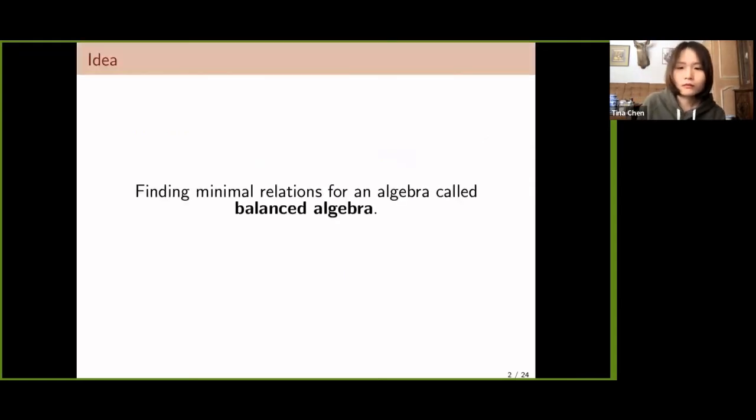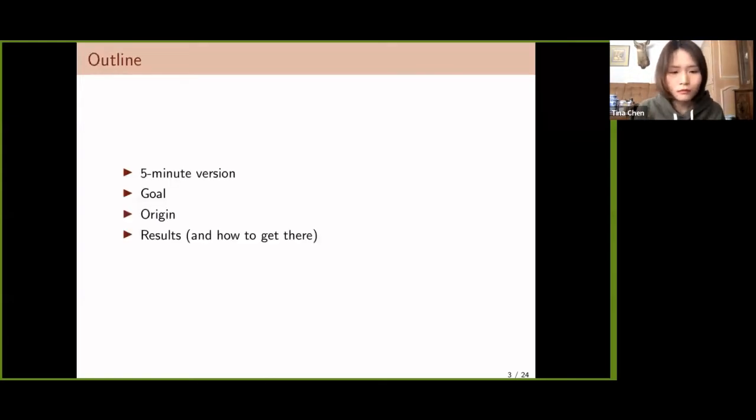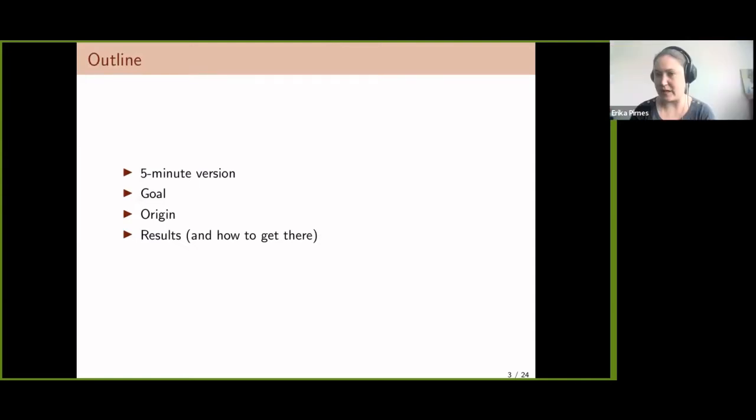The main idea of the talk is that we find minimal relations for an algebra, and this algebra is called the balanced algebra. I was invited to give one talk, but I will actually give two talks. One is the 5-minute version of the talk first. Then I'll talk about the goal, the origin, and then about the results. But let's start with the 5-minute version.